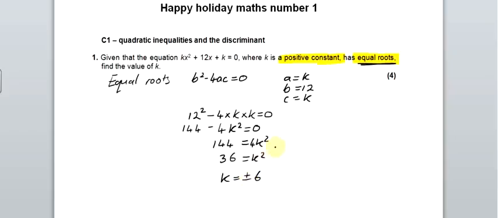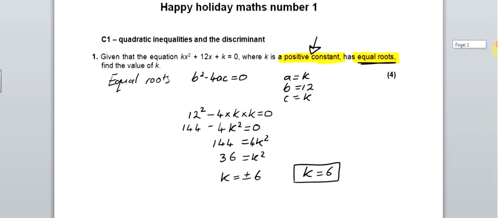Now remember that whenever you square root something, you get two solutions. However, the answer happens to be k is equal to 6, and the reason for that is because they tell us it's a positive constant, so it can't be minus 6, and it also says find the value of k in the singular, so just be very careful about that. Be ashamed to lose a mark.